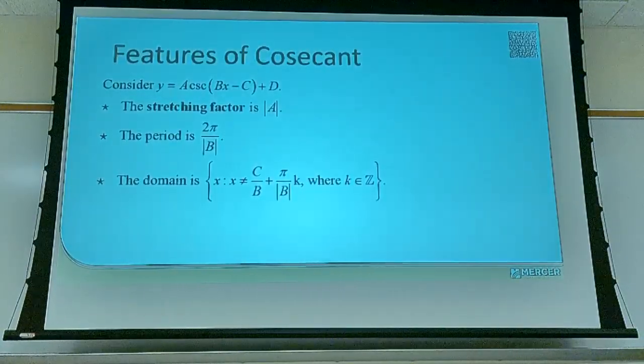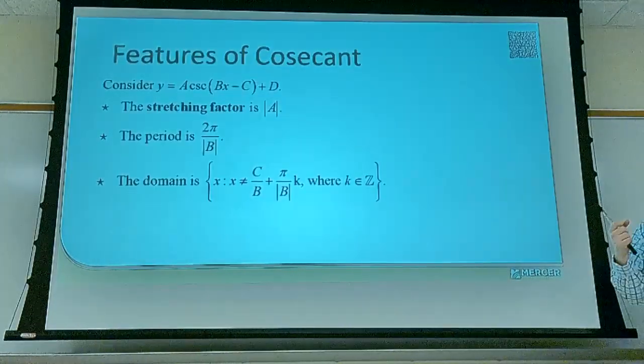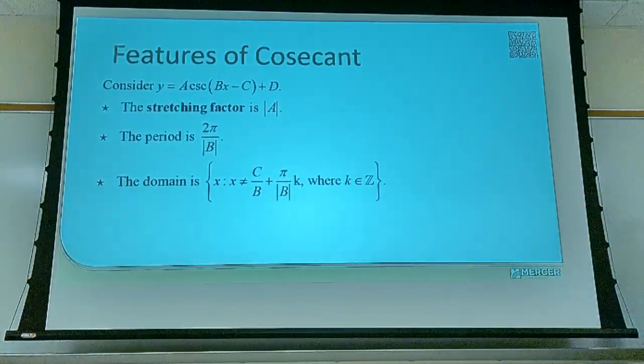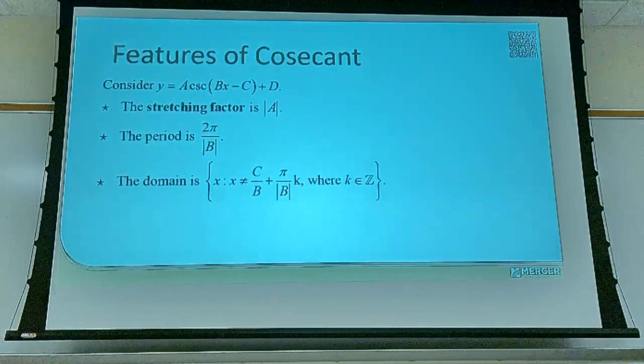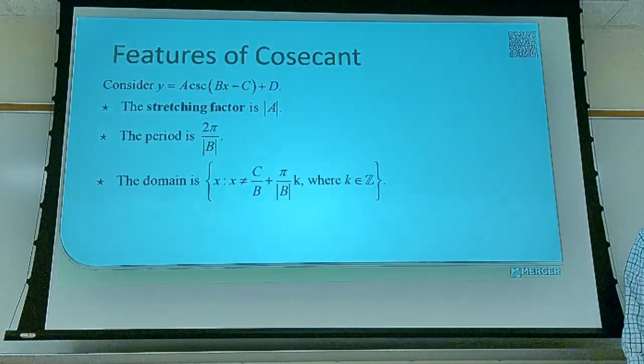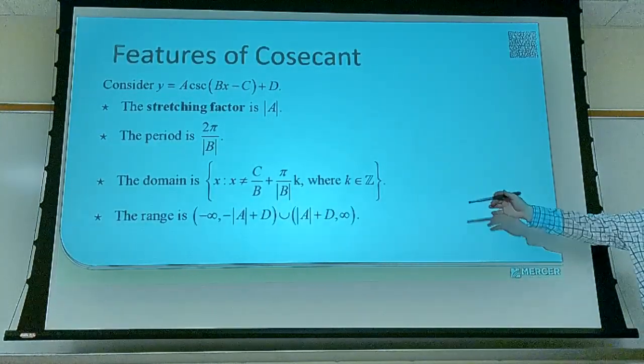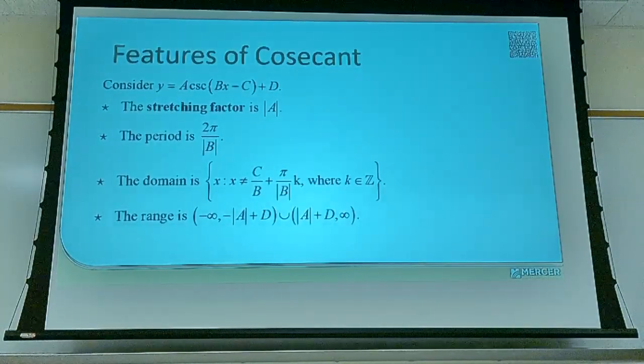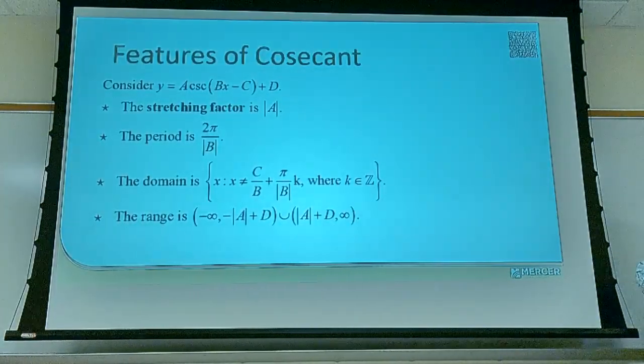If you're just looking at cosecant of x, domain is all real numbers except multiples of pi. Right, because every multiple of pi makes sine 0. The range is the same as secant. So for both secant and cosecant, if you're just looking at secant and cosecant of x, the range is everything except -1 to +1. Because you're taking the reciprocal of the sine and cosine. Right?